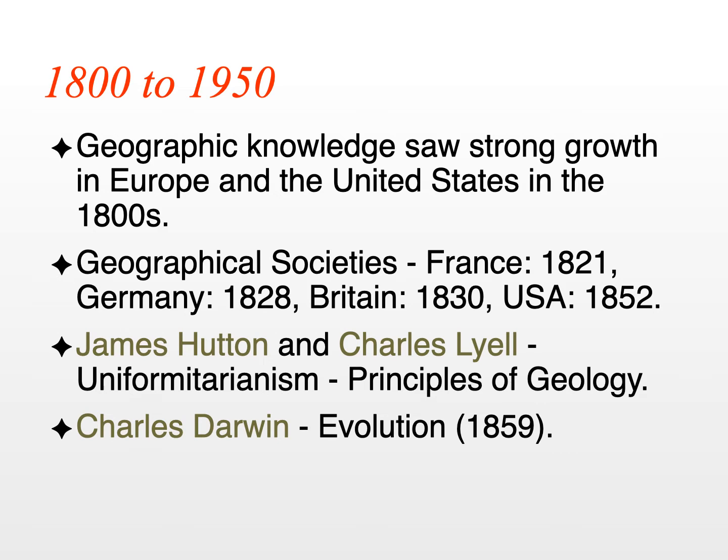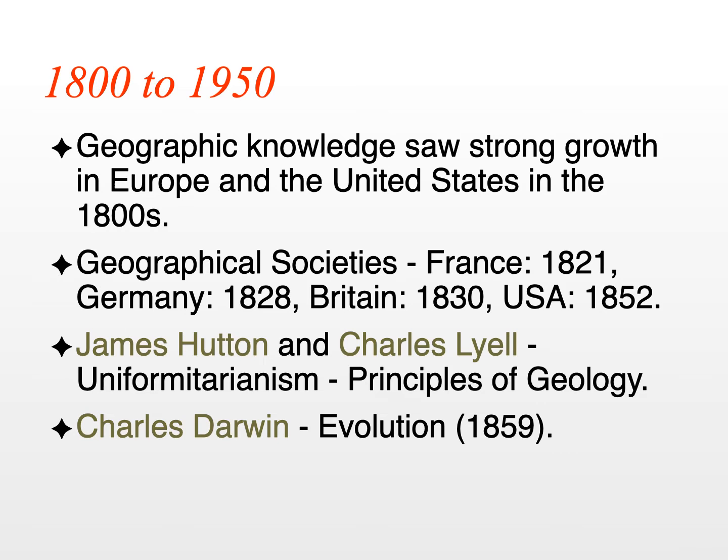Let's now look at some of the developments from 1800 to 1950 in geography. Early in this period, geographical knowledge saw strong growth in Europe and the United States. Many people were interested in geographical things. This is evident by the formation of geographical societies in many nations: France, 1821, Germany, 1828, Britain, 1830, and the USA in 1852.